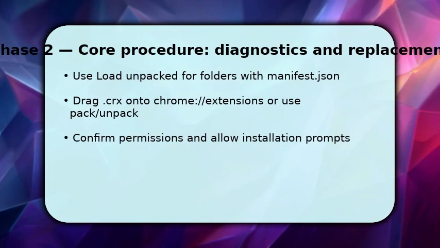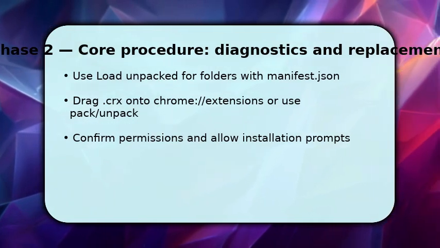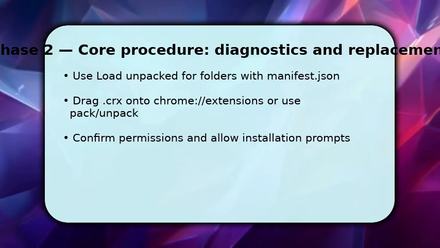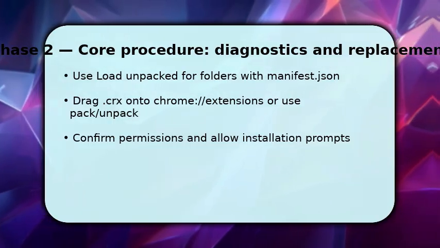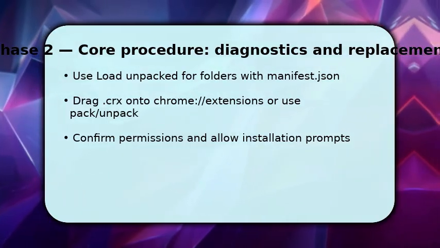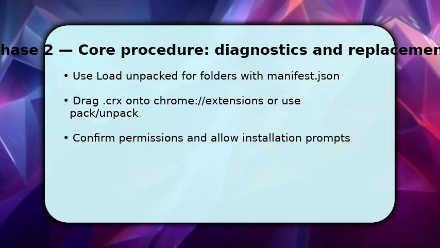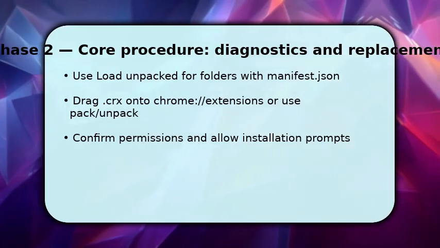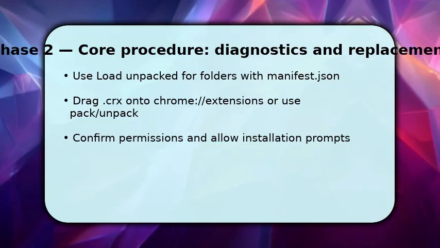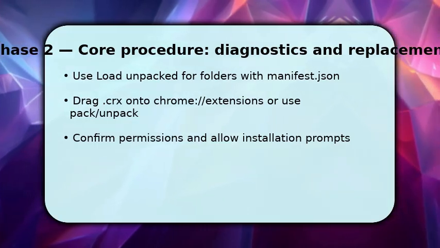You now install the extension. For folders, click Load Unpacked and select the folder with manifest.json. Chrome reads that file and loads the extension. For a CRX, drag the file onto the chrome://extensions page. Chrome may block unknown sources. If blocked, pack the extension in developer mode or convert to unpacked first.